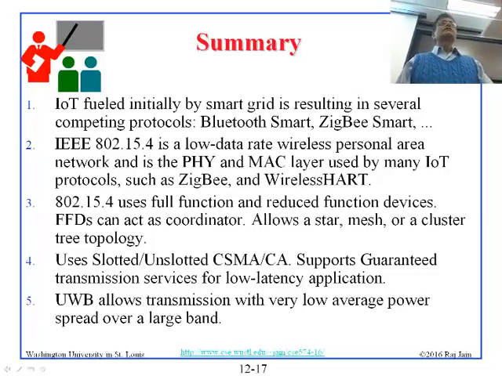Okay? So these are the few new concepts we saw: UWB, FFD, RFD, slotted and unslotted operation.